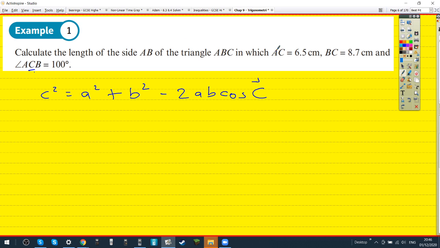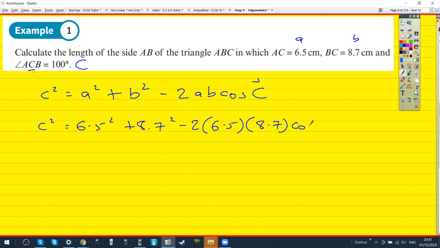Okay, so ABC. AC. All right. A, B, and that's the angle C. Okay. Right, let's try it. So c squared equals 6.5 squared plus 8.7 squared minus 2 brackets 6.5 close brackets again 8.7 close brackets cos and then 100. Yep. Okay.